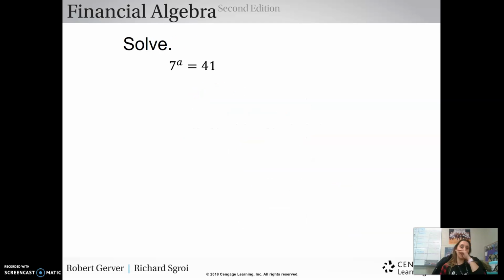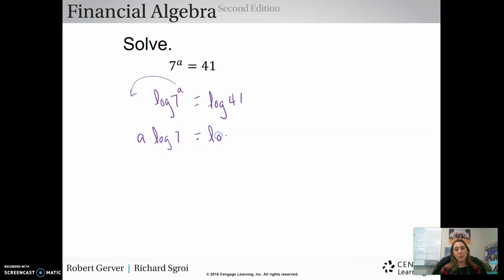All right, so let's do another one, a little bit more simple. We have 7 to the a is equal to 41. Well, I'm going to use that same step. So I'm going to do log of 7 to the a is equal to log of 41. Now I'm going to use that rule and throw that out front. So I have a times log of 7 is equal to log of 41. Then I'm going to divide both sides by log of 7.